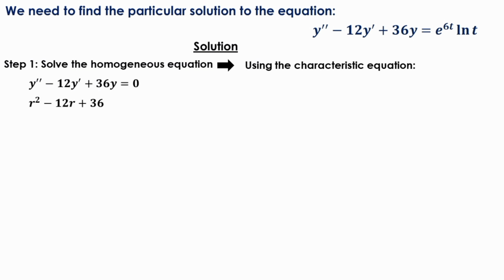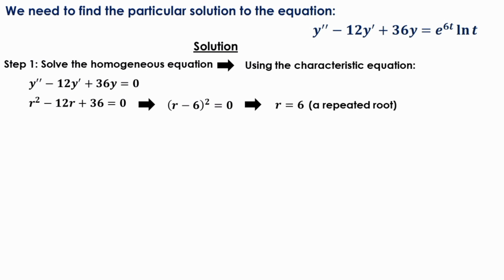So now it will be r squared minus 2r plus 36 equals 0. Then we factorize this equation, which gives us (r minus 6) squared equals 0. Then our r is equal to 6. As you can see, it's squared, so it will be 6 twice. So this is a repeated root. This characteristic equation gives birth to a repeated root.